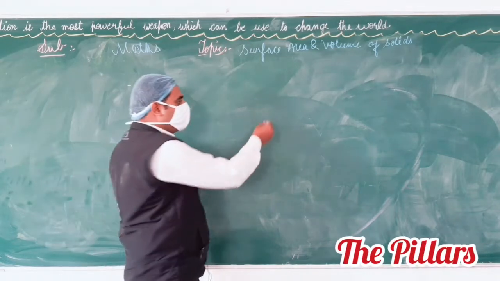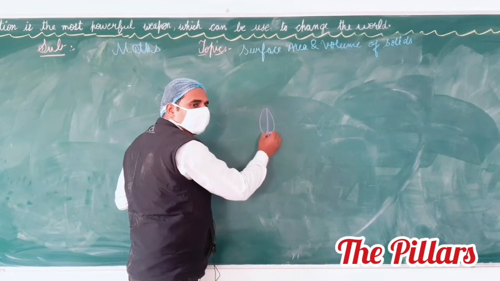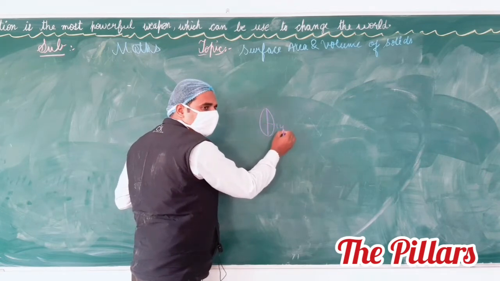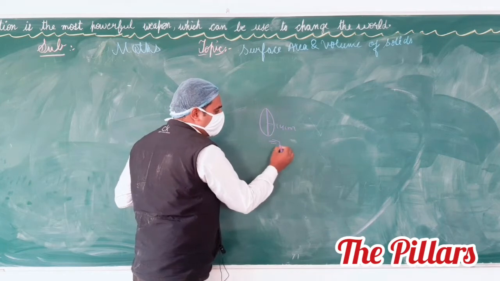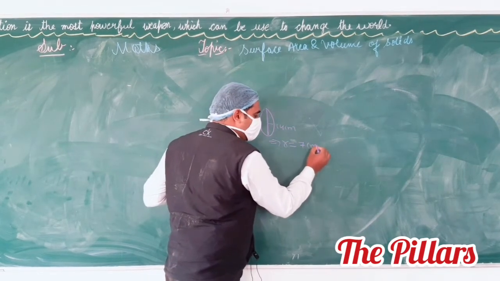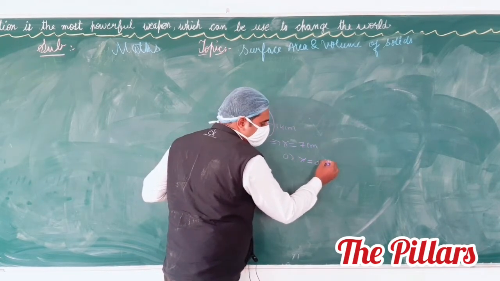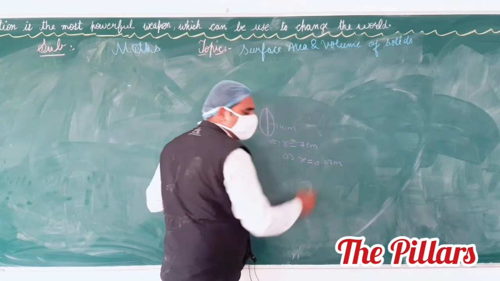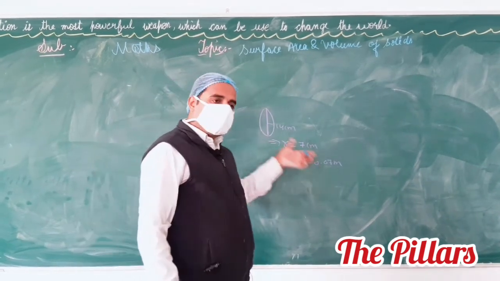The question says that suppose we have a circular pipe whose diameter is given as 14 centimeter. This implies that radius equals to what? 7 centimeter, or radius equals to 0.07 meter. You see that this is the radius of this circular pipe.